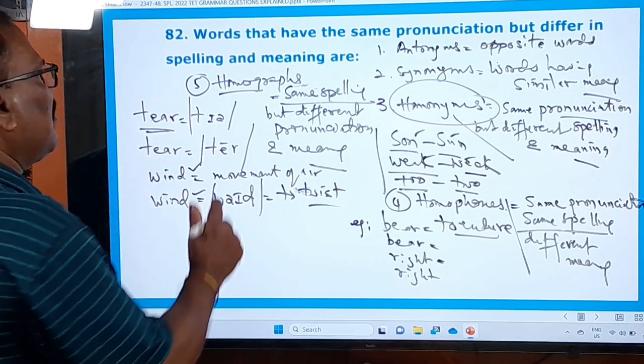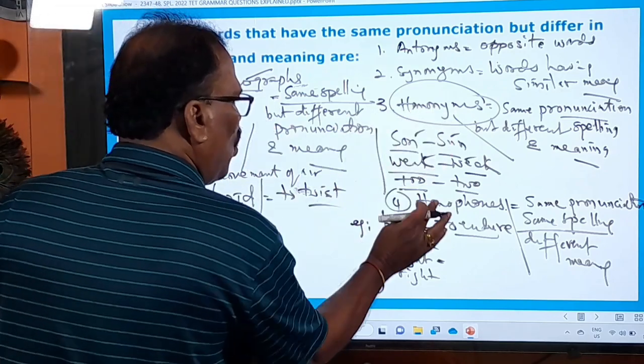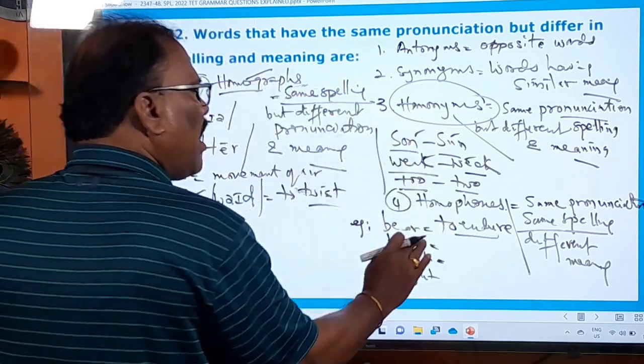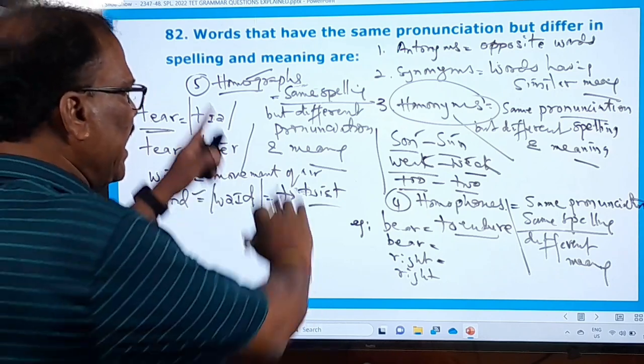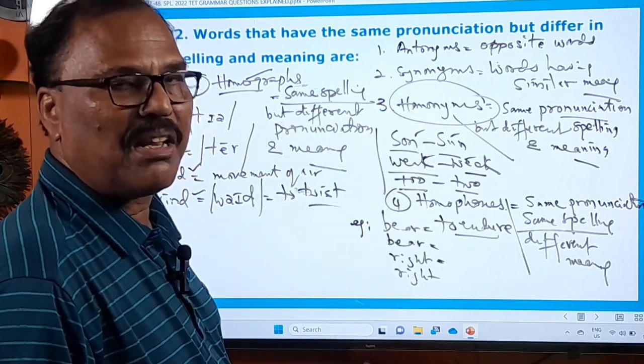So these are called homographs. And homonyms, homophones, homographs, these three are very, very confusing to the students. Please keep them in your mind for your future needs.